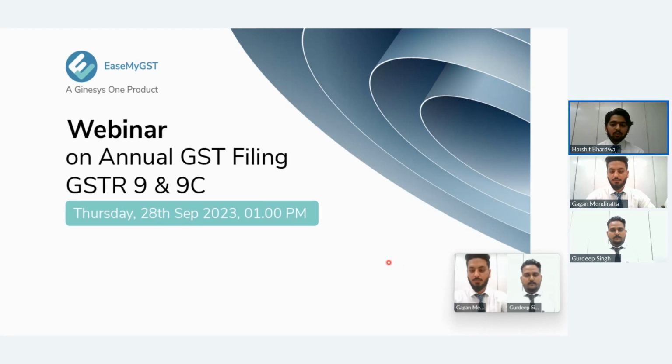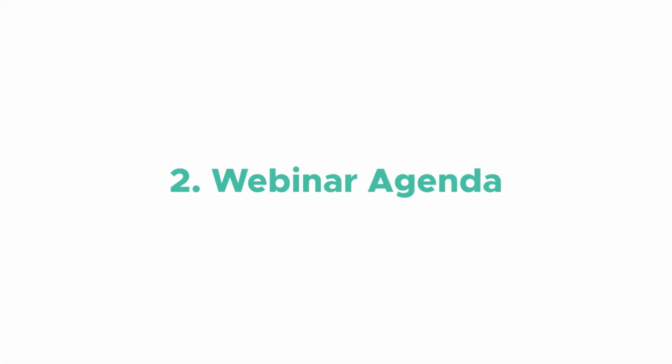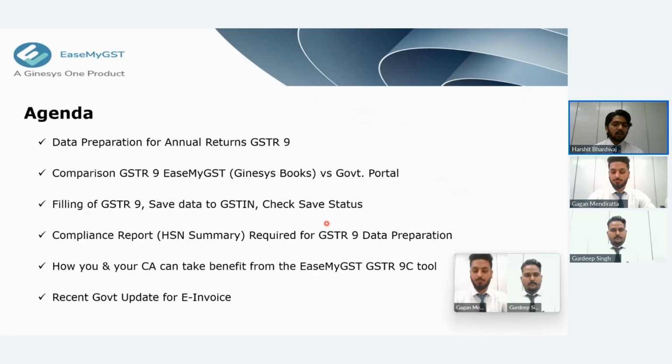Hi everybody, now we will start this webinar. Let me give you a brief about the agenda. First, we will discuss how to prepare data for annual returns in GSTR 9. Next is the comparison of GSTR 9 in EaseMyGST, Ginesys books versus the government portal. We all know that your books and the government portal should match to maintain compliance, and we will guide you on that also.